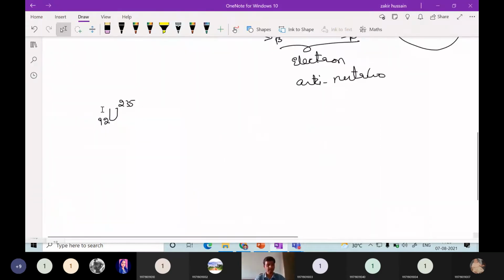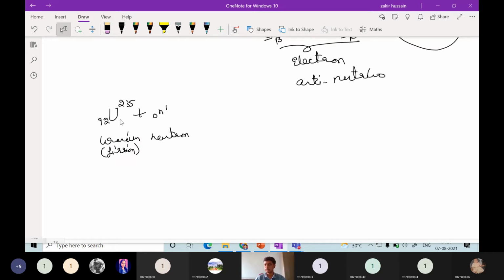We can use this directly here. So we have to supply one neutron. This is a neutron. So this is uranium in fission form. Okay, this is very important: the fissionable uranium form. When you supply one neutron to this, it will be converted into two products, X plus Y.